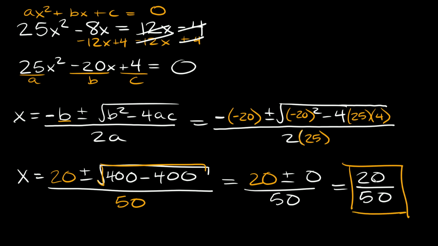Okay, but we can also reduce this, right? The top and bottom are divisible by 10, so we can actually reduce that down to 2 over 5. Okay, so we get for our final answer that x is equal to 2/5.